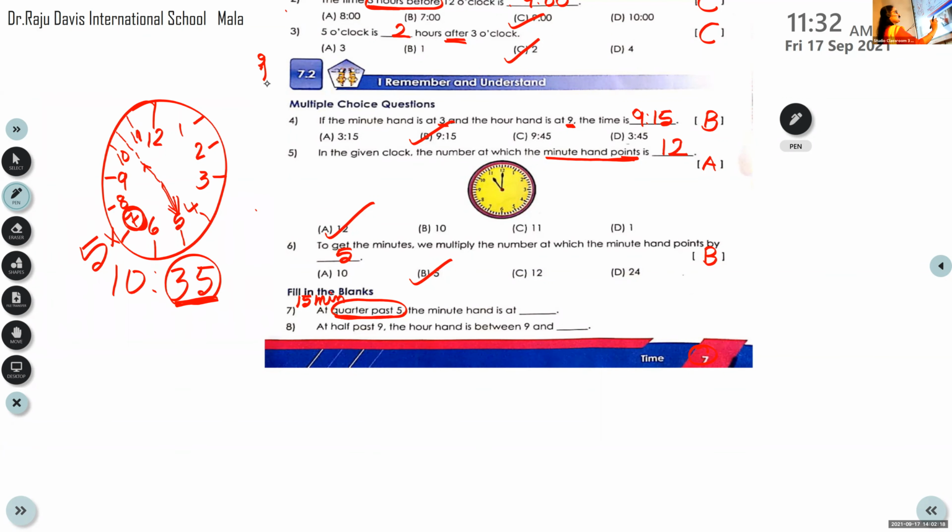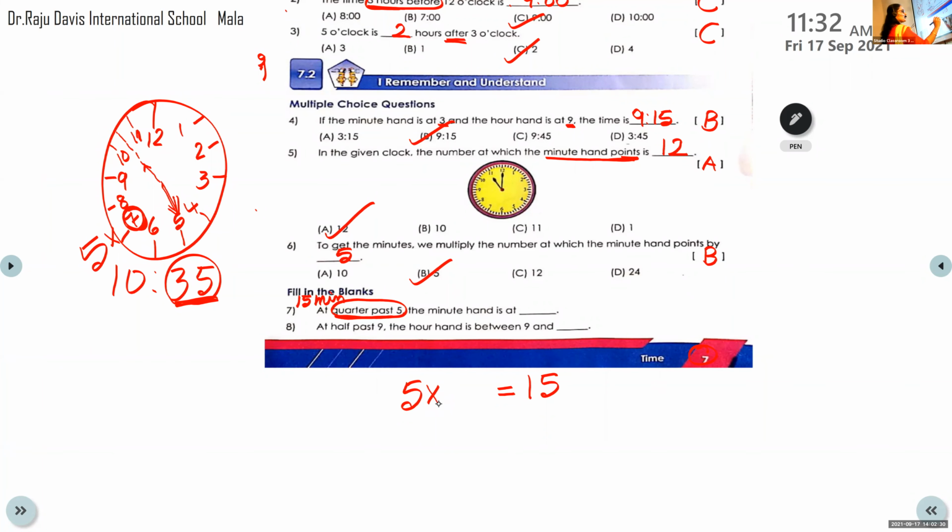See, what you have to do here is, already 15 minutes is given. So the answer is 15. For getting the minute, you have to multiply with 5, isn't it? So 5 into dash is 15. The answer that you will get in the middle portion will be the answer. 5 into 3 is 15. If the minute is 15, the minute hand should be at the number 3.